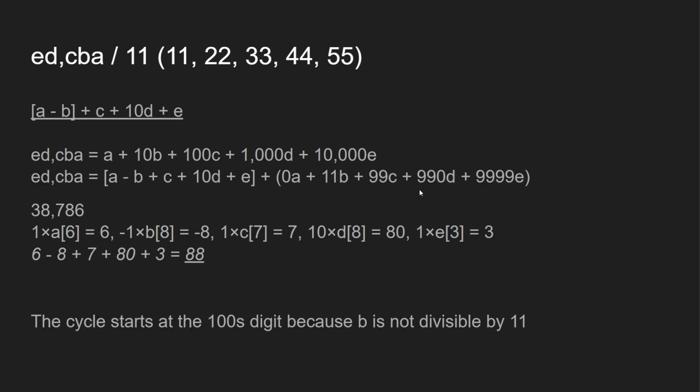What is this? 11 times 90? I guess? 11 times 90? I think that's correct. Yeah. And then this is divisible by 11. So you go back and forth. After this point, you go back and forth between adding multiples of 10 and just adding 1. So again, this is method number 1, okay? So for 38,786, we get 6 minus 8 plus 7 plus 80 plus 3. This gives us 88. And the cycle starts at the 100 digits because obviously 10 does not go into 11.